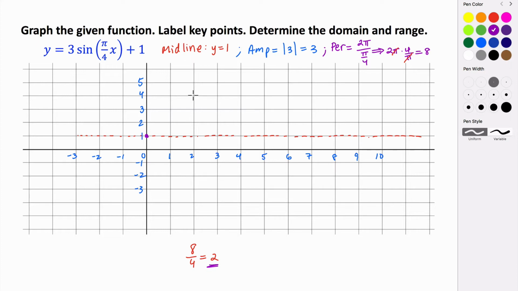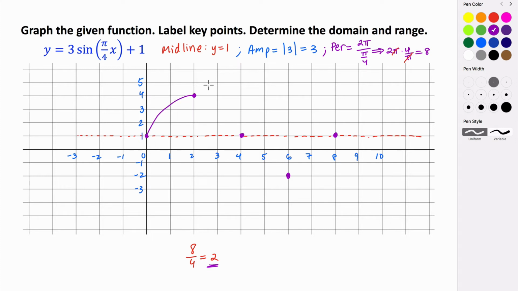So at 2, we're going to reach a maximum. That's going to be 3 units above our midline, so it's going to have a maximum value of 4. And then our next key point is going to be what was an x-intercept. It's going to hit the midline. Then we're going to go down to a minimum. So from our midline, we're going to go down 3 units, so here at -2. And then at 8, we're going to hit the midline again. And this is one cycle of that graph.